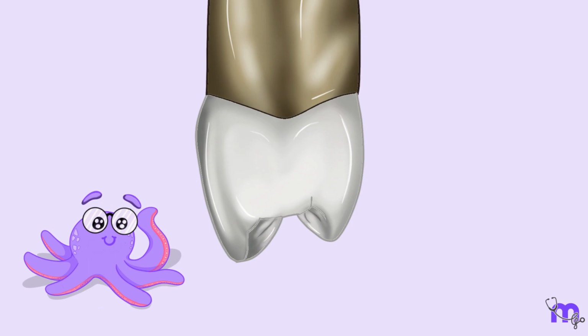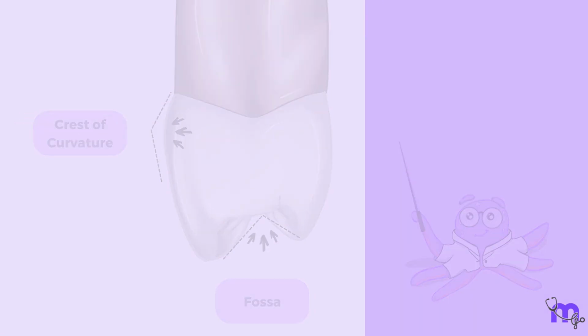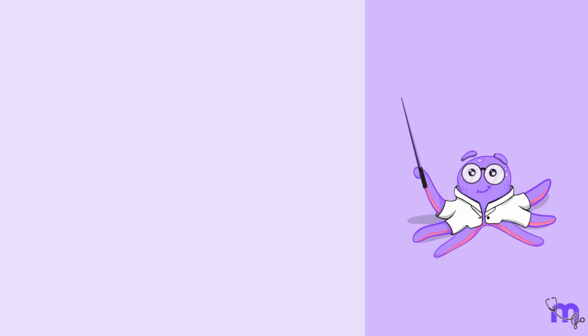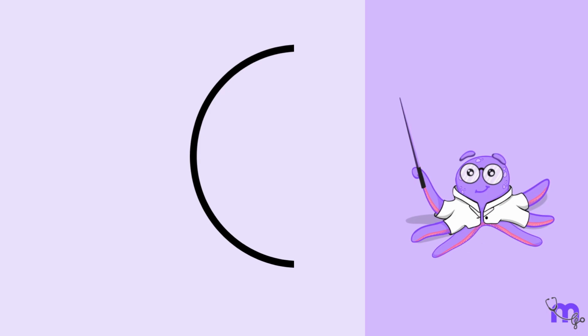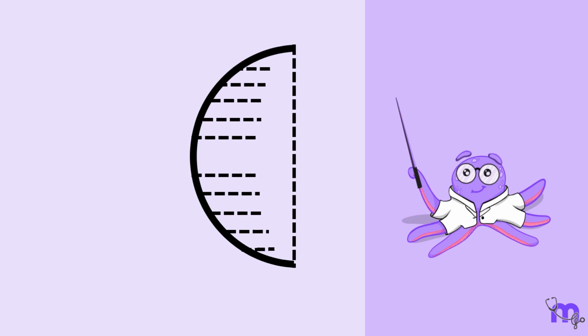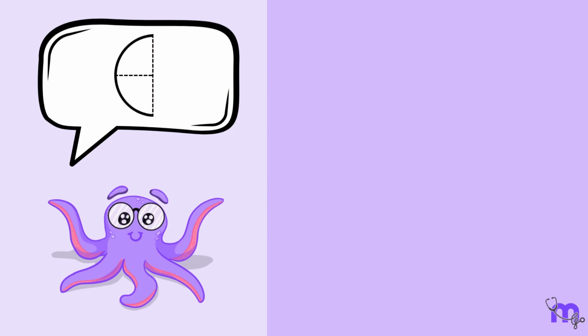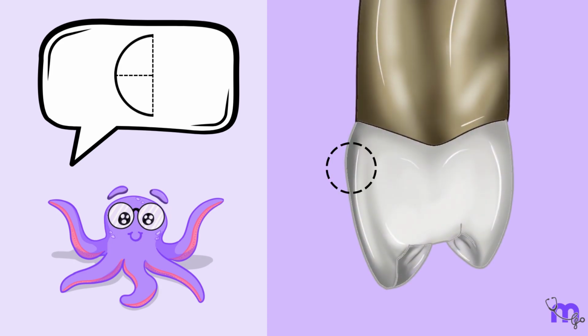As we've discussed, the surface of a tooth is not a straight flat plane. It is curved. This curvature can be inward, forming a fossa, or outward, forming a crest of curvature. To better understand this concept, let's consider an illustration. Imagine a curved line, and we connect its beginning and end with a straight line. If we draw perpendicular lines from the arc to the straight line, we'll notice that the longest perpendicular corresponds to the crest of curvature. While we don't need to perform this mathematical calculation every time, understanding this concept helps us identify the most prominent part of the tooth surface.